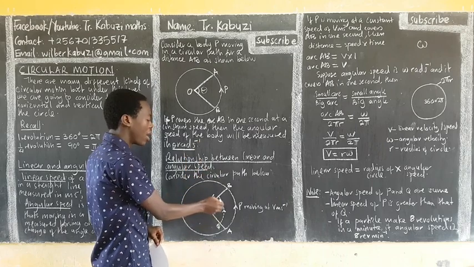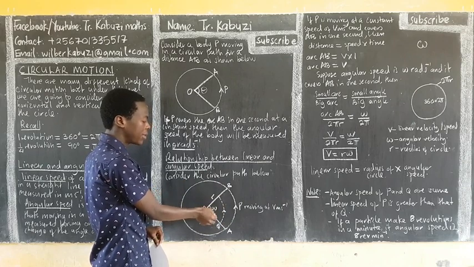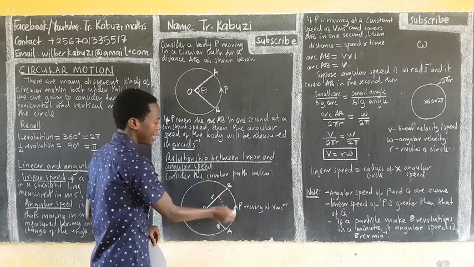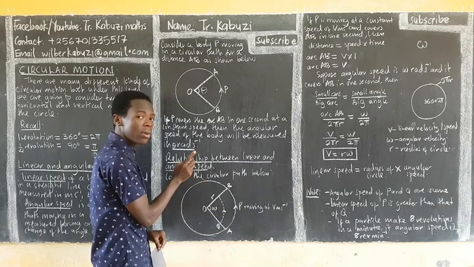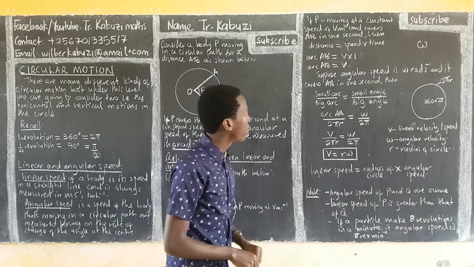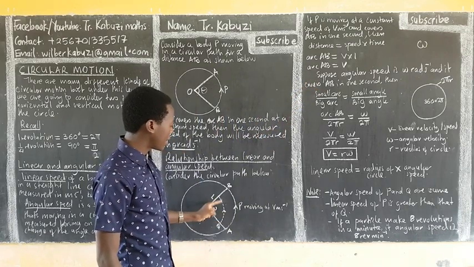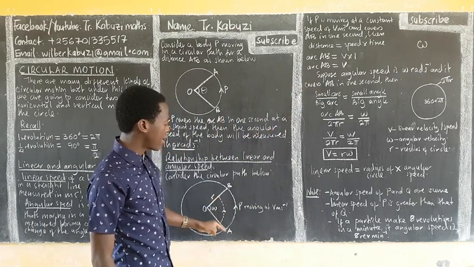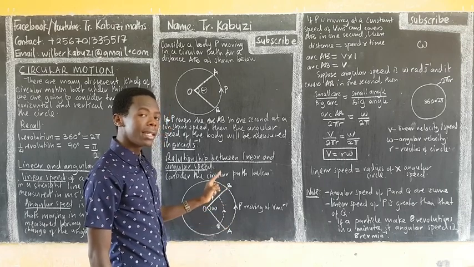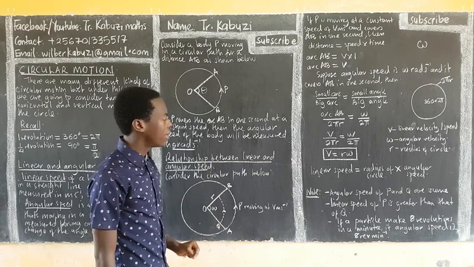We measure the angular speed based on the angle it makes from here up to here. But this and this are making the same angle, so their angular speed is going to be the same. But the linear speed is going to be very different. Why? Because the arc this one is making is far bigger than the arc this one is making, meaning the linear velocity for this is going to be far greater than for this.